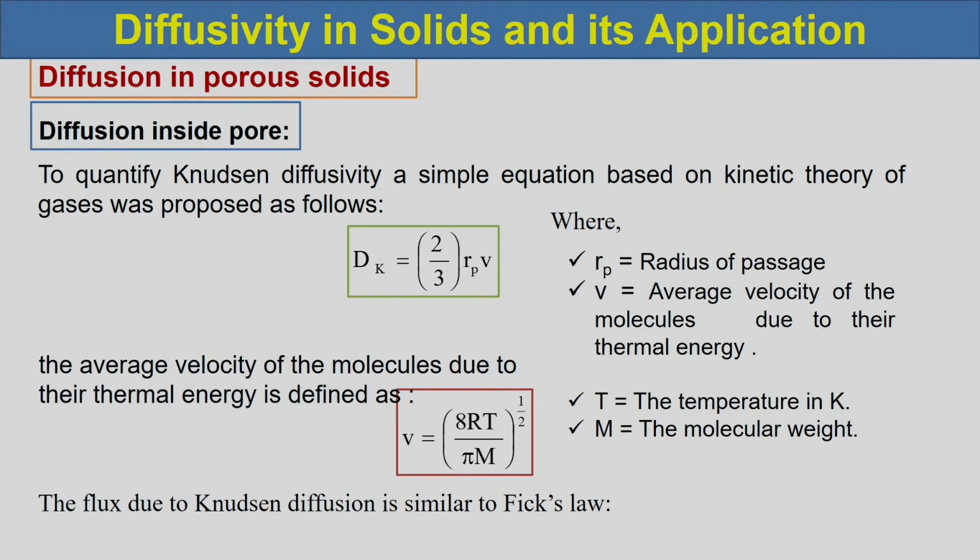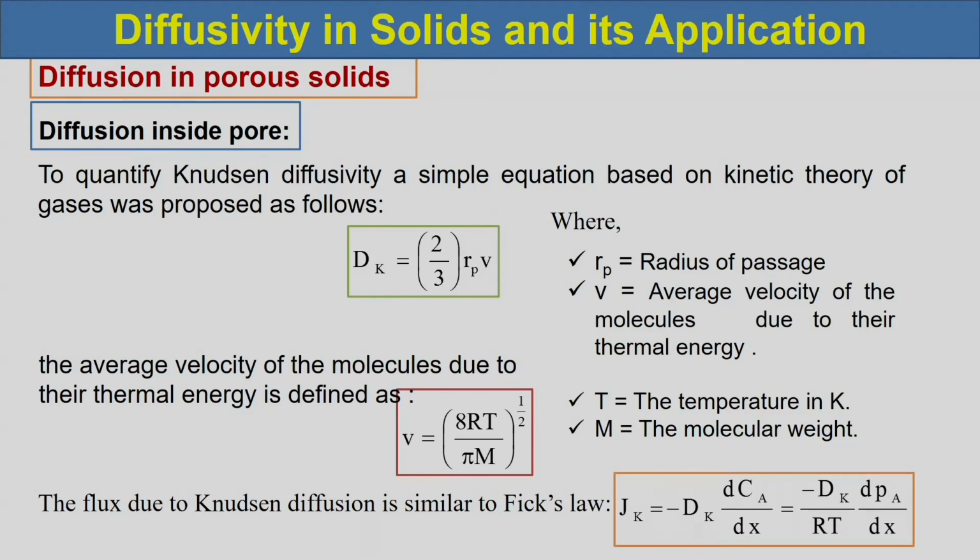The flux due to Knudsen diffusion is similar to Fick's law, and we can write J_K would be equal to -D_K dC_A/dx, which would be equal to -(D_K/RT) dP_A/dx.